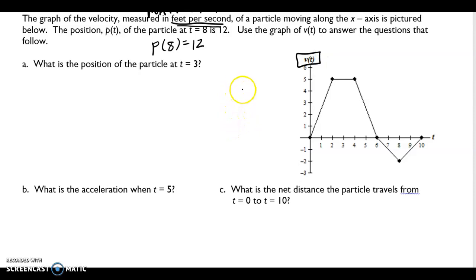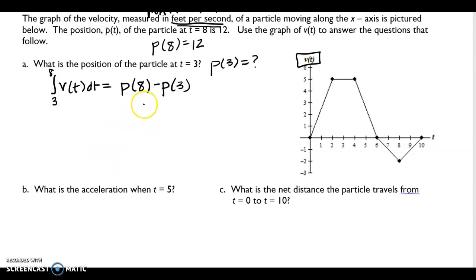So it asks us for the position of the particle at 3. That's going to be the same kind of setup we've been doing. P of 3 equals question mark. And so I know I'm going to integrate velocity from 3 to 8. That will give me my position at 8 minus my position at 3. So when I have a graph, if I want to find my integral, I know that's going to be the area under the curve. So I'm going to go from 3 to 8 and find that area. It's probably easiest if you split this into a rectangle and a triangle right there.